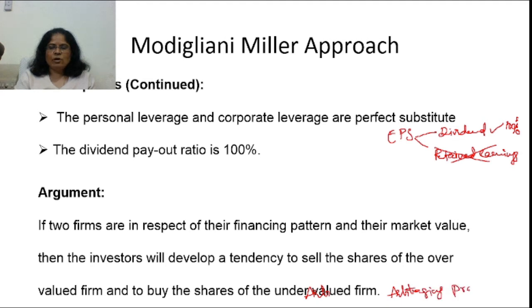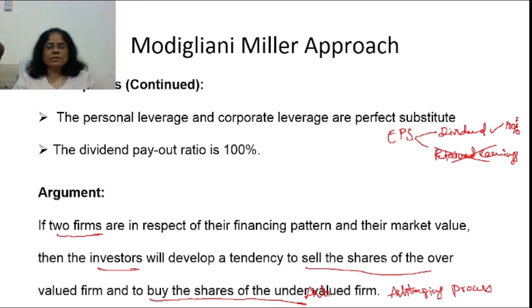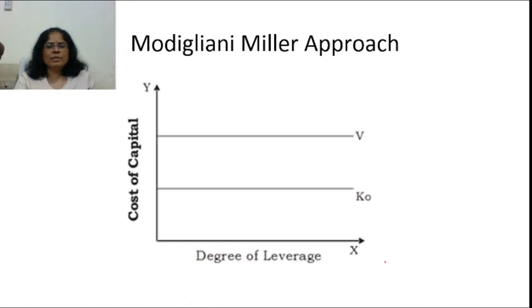What does this arbitraging process mean? If there are two firms in the market, the investors generally will buy the share of the undervalued firm and sell the share of the overvalued firm. So we are buying lower and selling higher. It's what the arbitraging process is. This is the major argument in the Modigliani Miller approach. Hope I am clear. Now let us see the graphical representation of it.